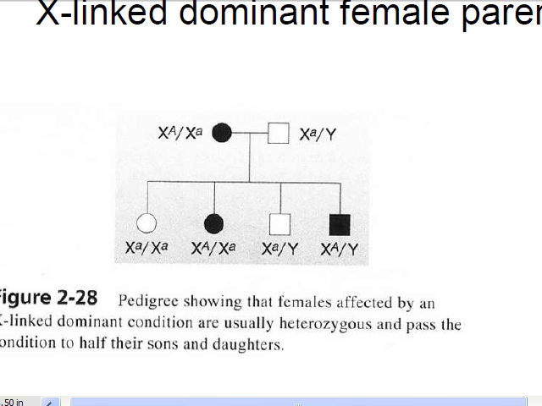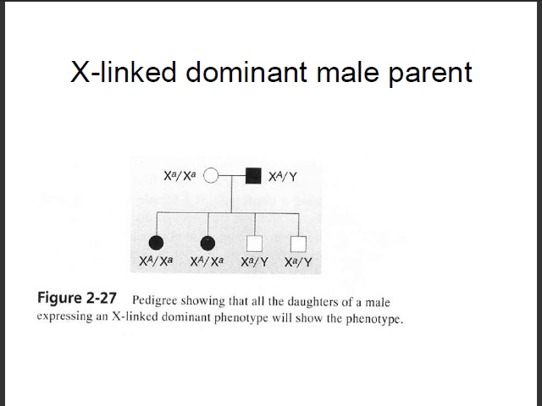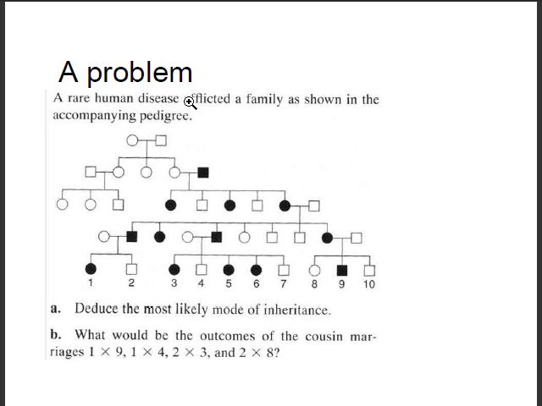All right, well, let's look at the other case. Here's an X-linked dominant with a male parent, and here you can see that basically he only passes it to his daughters, but he passes it to all of his daughters because he's giving each of his daughters his only X chromosome, which happens to be the one with a mutation on it, with the disorder.